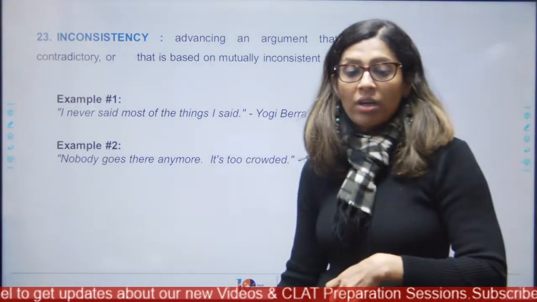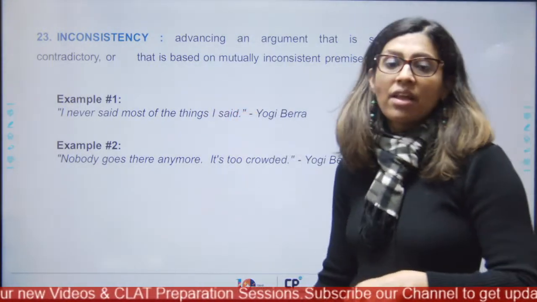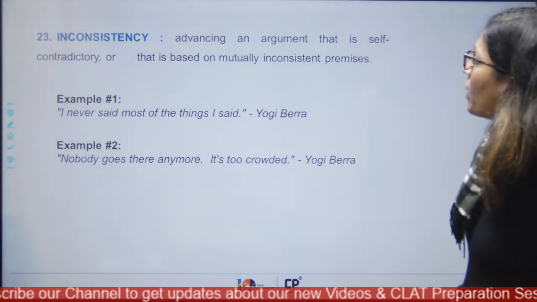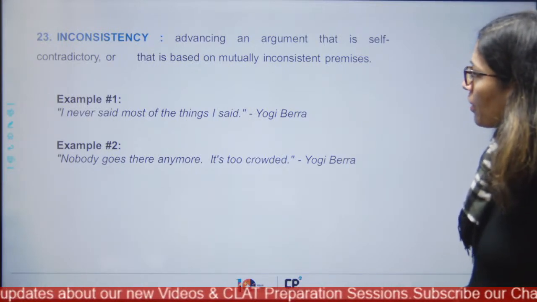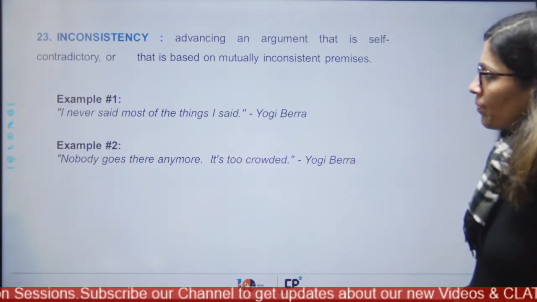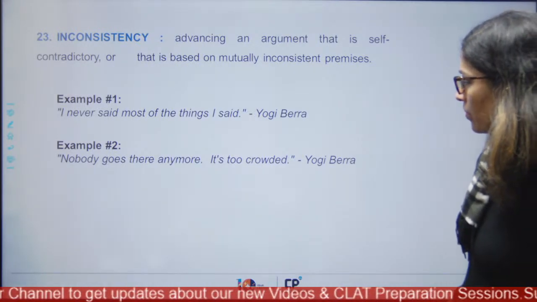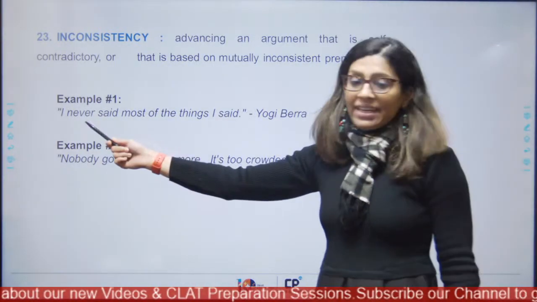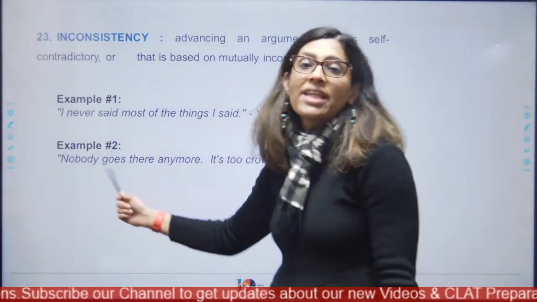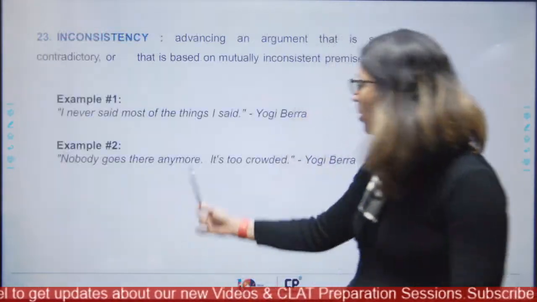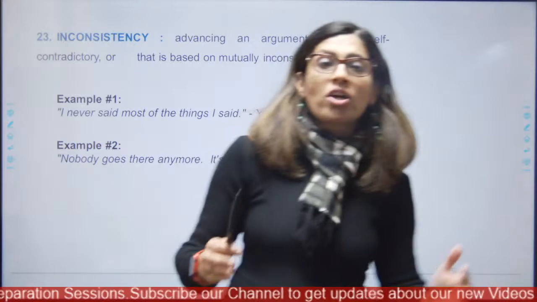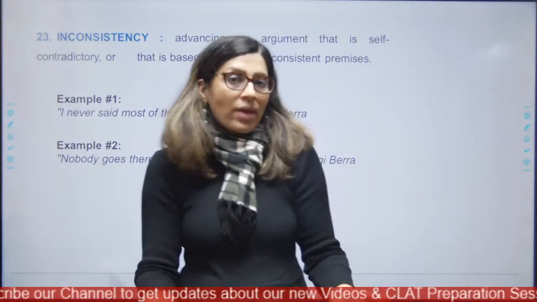Next in structural fallacies we have inconsistency in the premises and the conclusion. So inconsistency is advancing an argument in such a way that it is self-contradictory, that is, it is based on mutually inconsistent premises. So look at this: I never said most of the things I said. Or: nobody goes there anymore because it's too crowded. So you see that the premises and the conclusion do not make sense together.